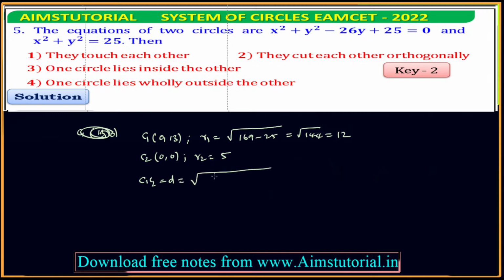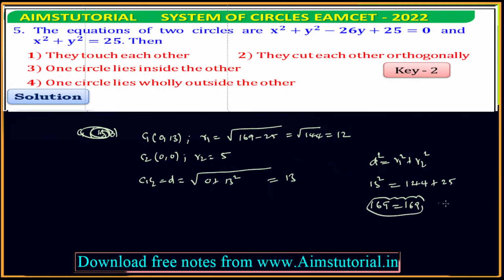Root over x2 minus x1, 0 square only, plus 13 whole square. Square root cancel, 13. Now see here, D square equals R1 square plus R2 square. D means 13 square. R1 is 12 square is 144. R2 is 5 square is 25. So 169 equals 169. If D square equals R1 square plus R2 square, the given two circles cut each other orthogonally.